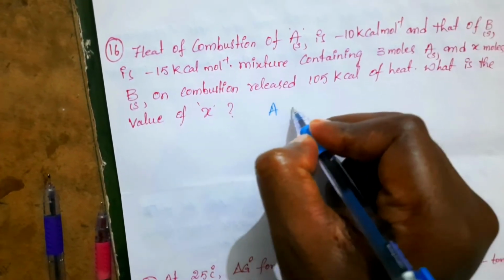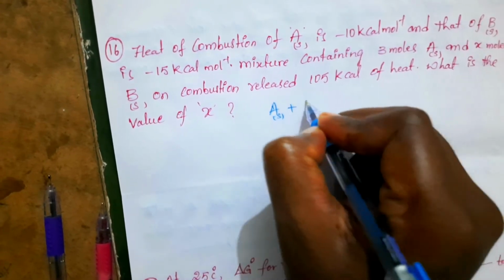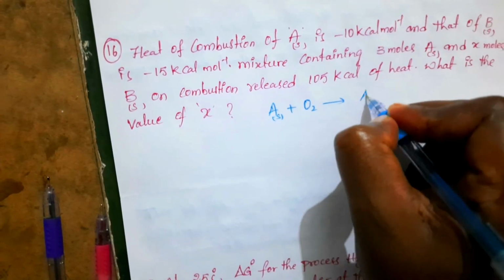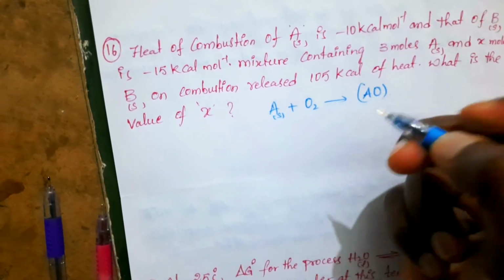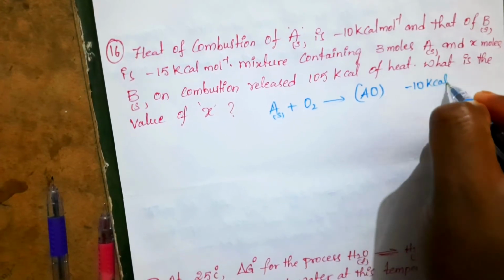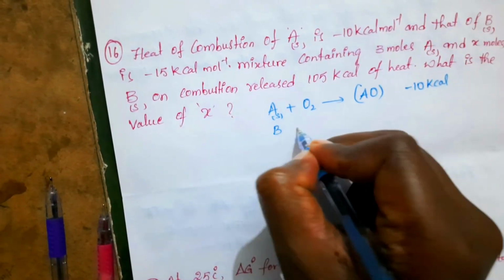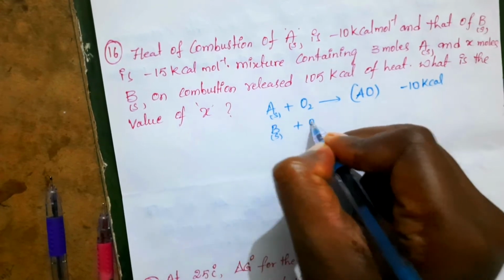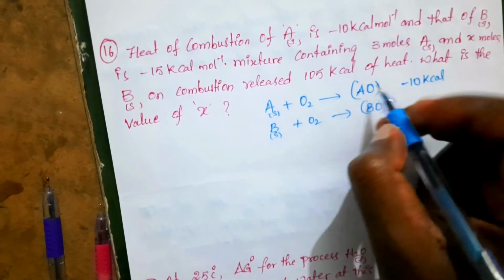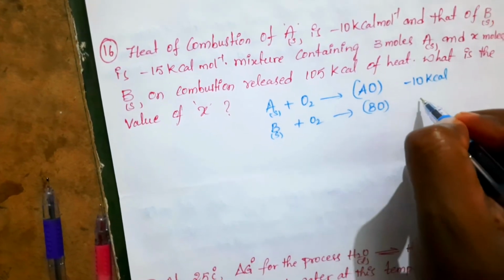Now you see here, A is a solid which on combustion with oxygen, combustion is nothing but burning with oxygen, gives a metal oxide, though we don't know how many moles. Minus 10 kilocalorie of heat energy is released. B is also there, and we don't know how many moles it is. Whenever it is combusted, we get the metal oxide of B, releasing how much?